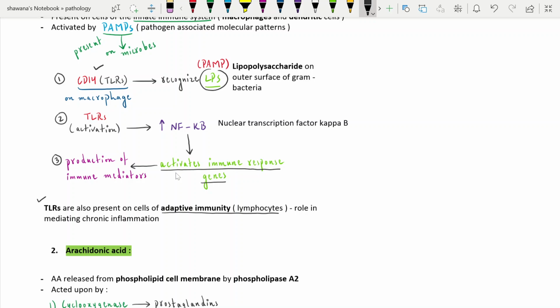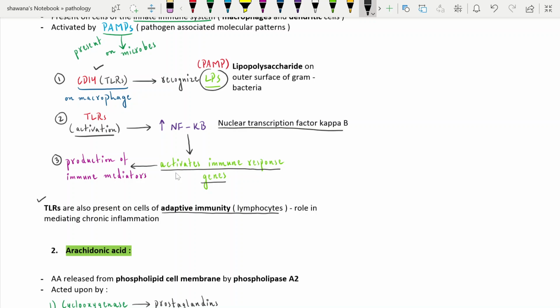And what is LPS? It is a PAMP, right? Because PAMPs are present on microbes. So CD14 recognizes the LPS, and what is it going to do? It causes the activation of the toll-like receptor, TLR. It's going to upregulate the nuclear transcription factor kappa B, NF-kB.